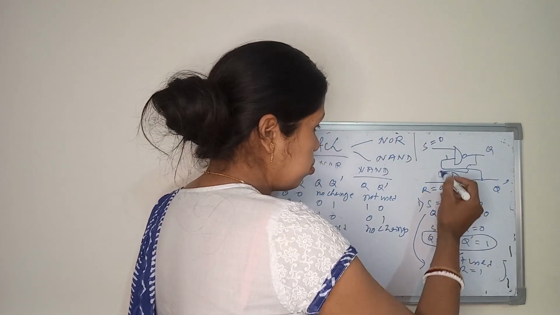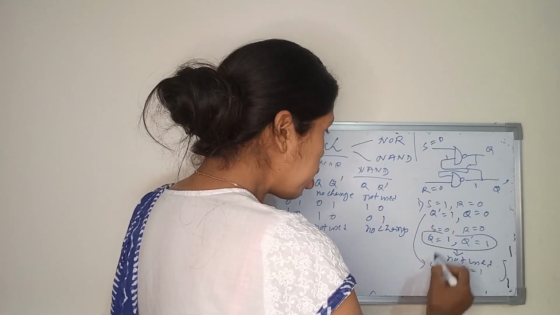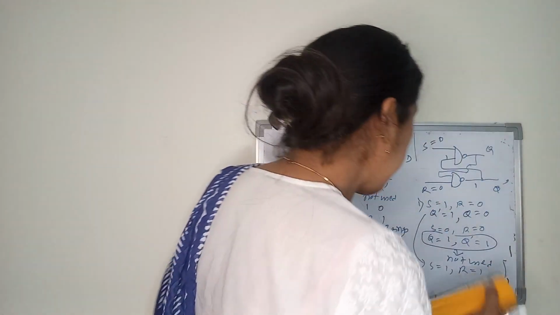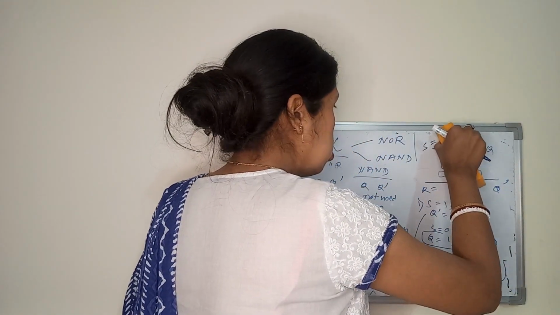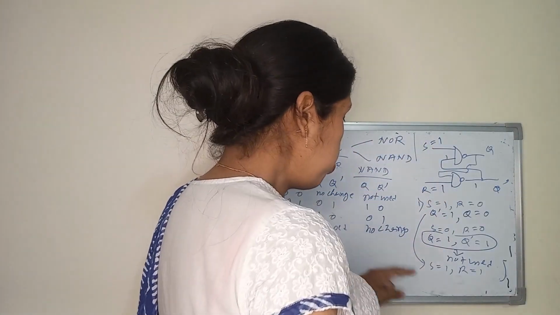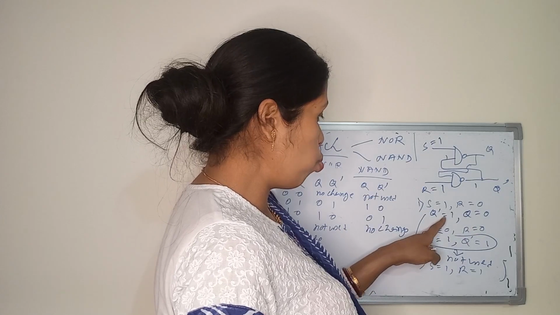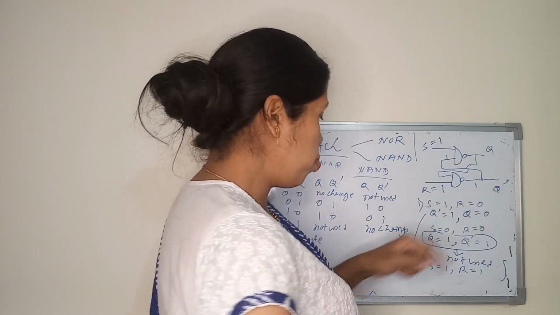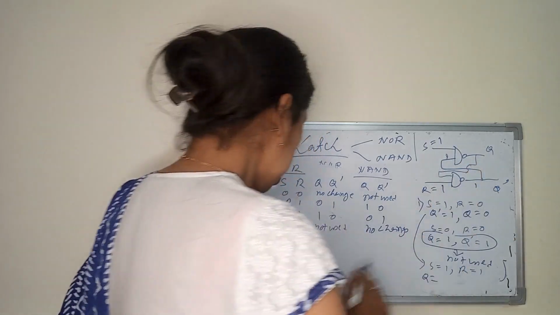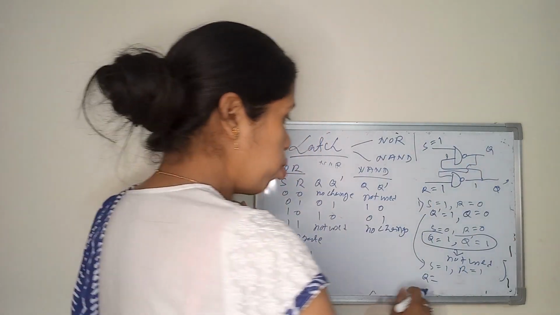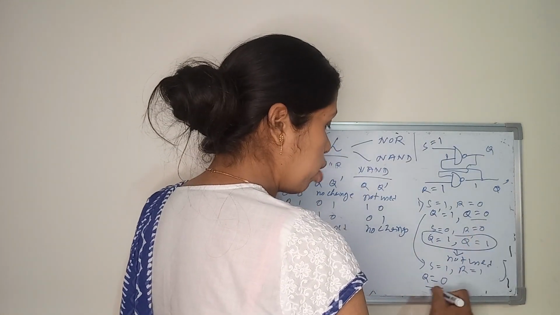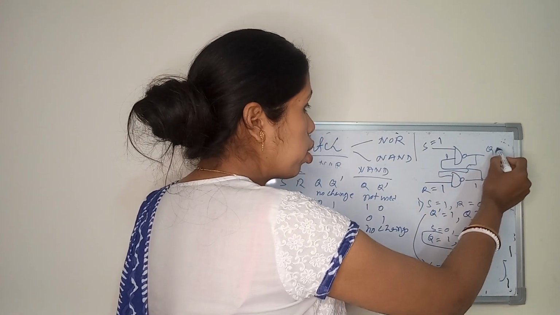Now here S is 1, so both are 1 now. If S is 1, my previous Q prime is 1. What will be the Q? My S is 1, my previous Q prime is 1, so 1 1 means Q is 0. That means my Q is 0. See, it is matching with this one. Q is 0.